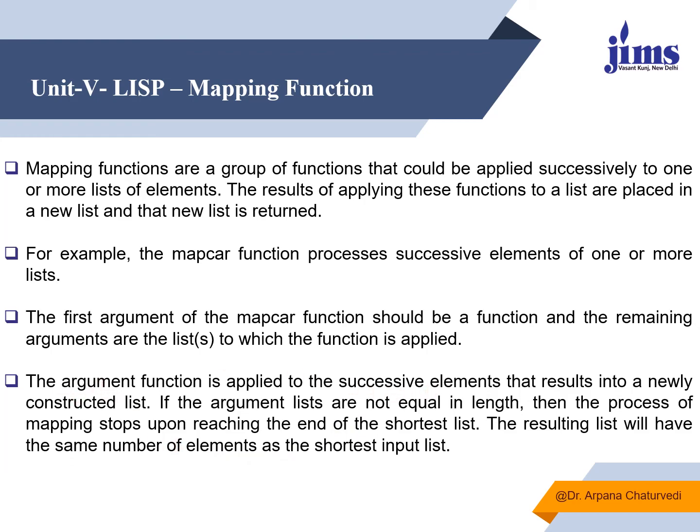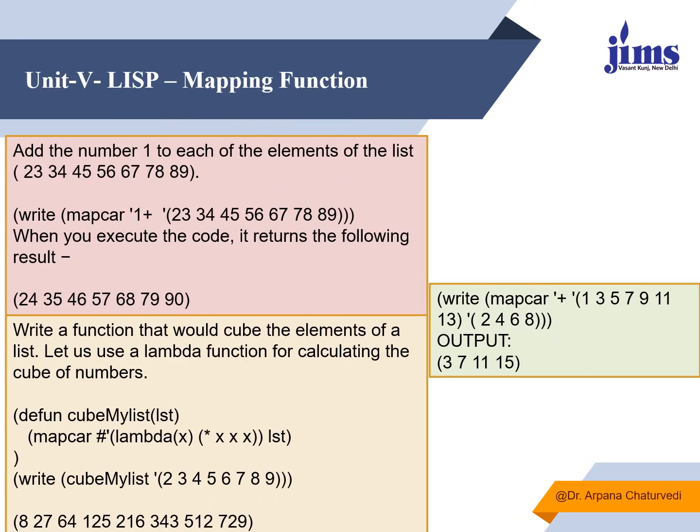For example, you can see here are three examples. In the first example, I am saying mapcar, and the functionality I want to perform is plus. I want to add 1 to all the elements of this list. So this 1 will be added to every element and a new list is created. 23 becomes 24, 34 becomes 35 and so on, and you see the output over here.